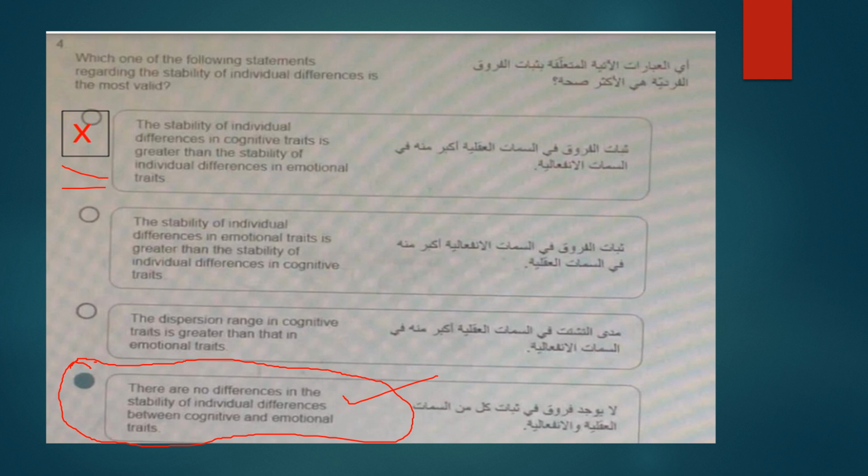And then I did a little bit of research on that and I found out that the stability of individual differences in cognitive traits is greater, because individual differences in cognitive traits are not measurable. It's an abstract concept and there is a great influx of cognitive traits, and you cannot see or measure them, they are not spottable. That's why emotional differences can be spotted and sorted. So that's why this option is correct.